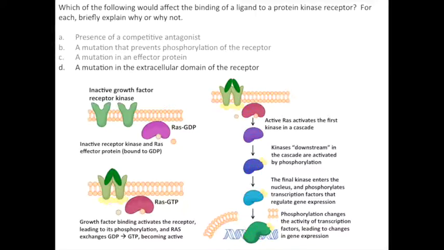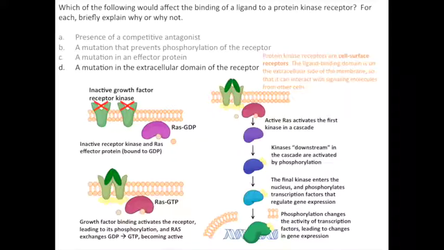Finally, we have a mutation in the extracellular domain of the receptor. So that would be on the cell surface. Since protein kinase receptors are cell surface receptors, the ligand binding domain is on the extracellular side of the membrane so that it can interact with signaling molecules from other cells. So if you're making a mutation in the part of the protein that's in the extracellular region, then that's going to be the part of the protein that's responsible for binding to the ligand. And so a mutation in the extracellular domain would prevent ligand binding.